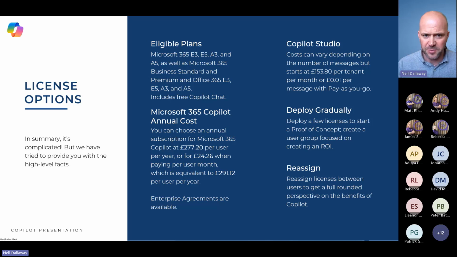You can do that on an annual subscription per person, which currently sits around £277 per person per year, or they've recently introduced a monthly SKU, which means you can pay for it on a monthly basis at £24.26, totaling £291. Now, there are enterprise agreements, so if you do decide to scale this across your business on a much larger scale, then again, it's something that Quiss can help with, but if not, your licensed reseller will be able to look into getting value out of those Copilot licenses.